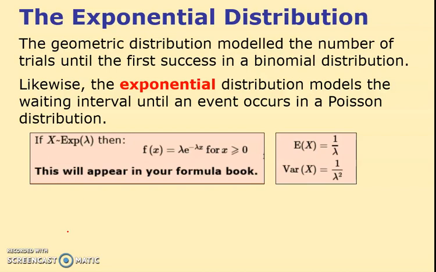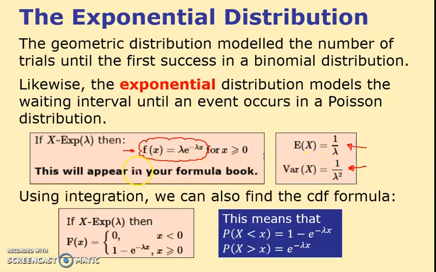So this is the formula that we are given. f of x is lambda e to the minus lambda x, and rather kindly they say it will tell us in the exam. And we've got two things here, the expectation and the variance, and they should look fairly familiar from the Poisson. Using integration, then we can also find, it says, a CDF, a cumulative distribution function, and obviously you now know that that's written with a capital F of x, and it's 0 for any number of x less than 0, but then this is the formula.